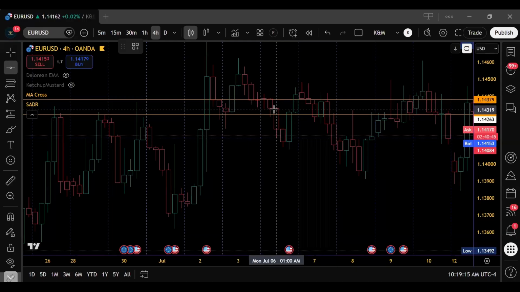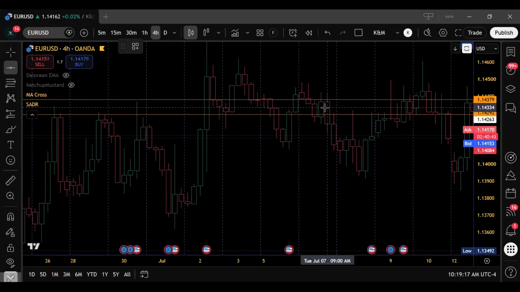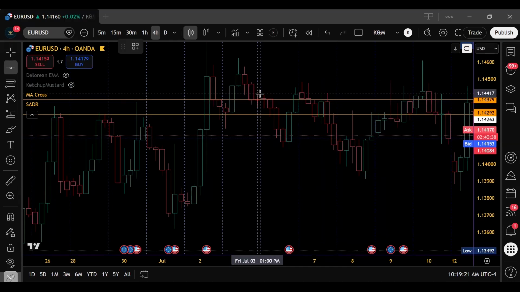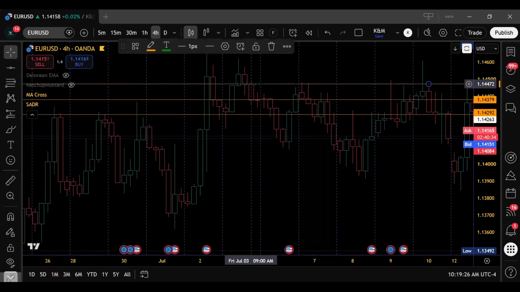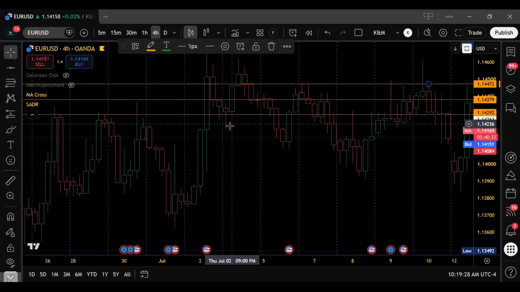So I'm going to go back. Where's that candle? Yeah, right here. I'm going to find that candle and I'm just going to mark the top of it. And I got an orange line there.